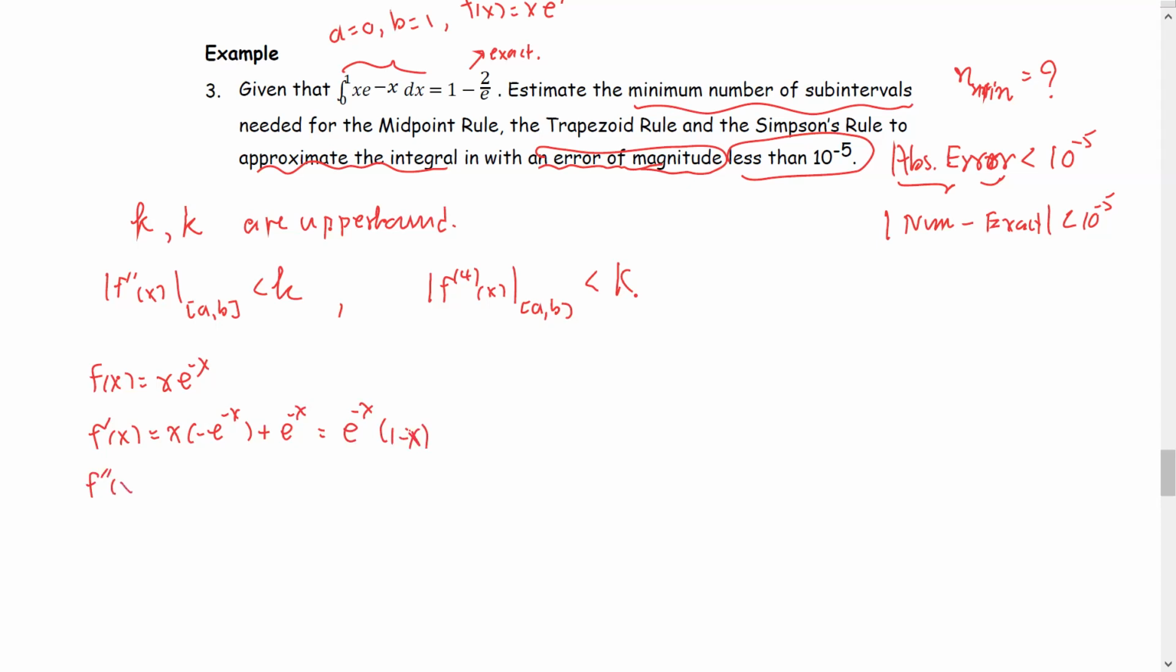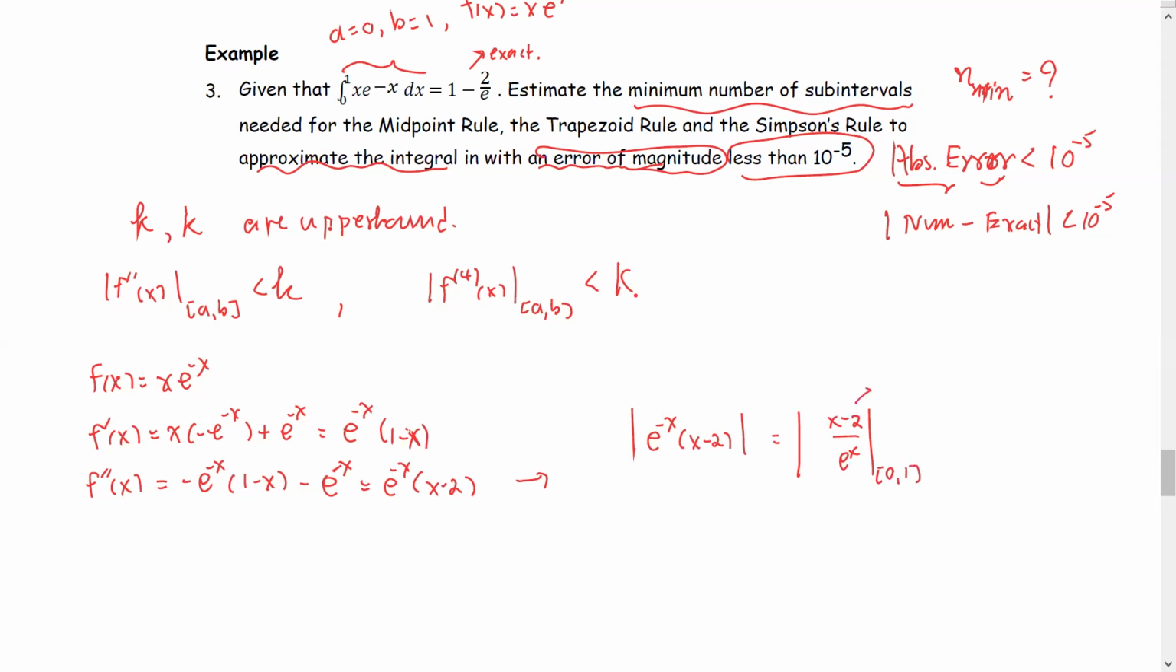And the second derivative is negative e to the negative x multiplied by (1 minus x), minus e to the negative x, simplified to be e to the negative x multiplied by (x minus 2). We're going to use the absolute value of the second derivative, the absolute value of e to the negative x times (x minus 2), or rewrite it as x minus 2 divided by e to the x, on the interval [a, b], which is the interval [0, 1].